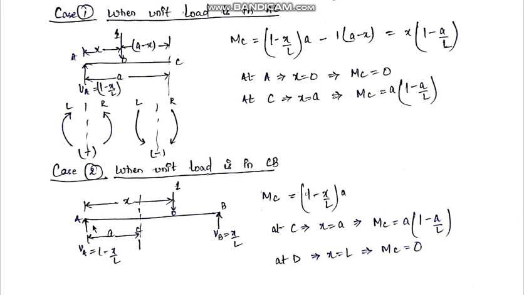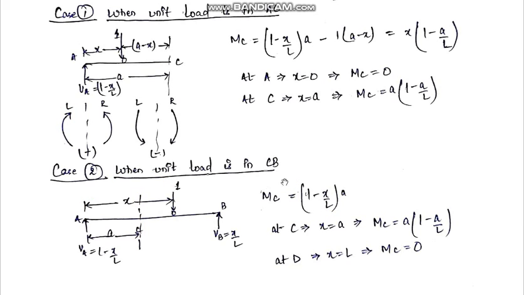So we will take the left portion, and in the left portion there is only one force, which is 1 minus x by L. Now this force is acting in the upward direction, therefore this force will produce a clockwise bending moment about this section, and when the left moment is clockwise, the bending moment is positive. So we will take this moment as positive. The force is 1 minus x by L, and the perpendicular distance is small a. Okay, now just put the limits.